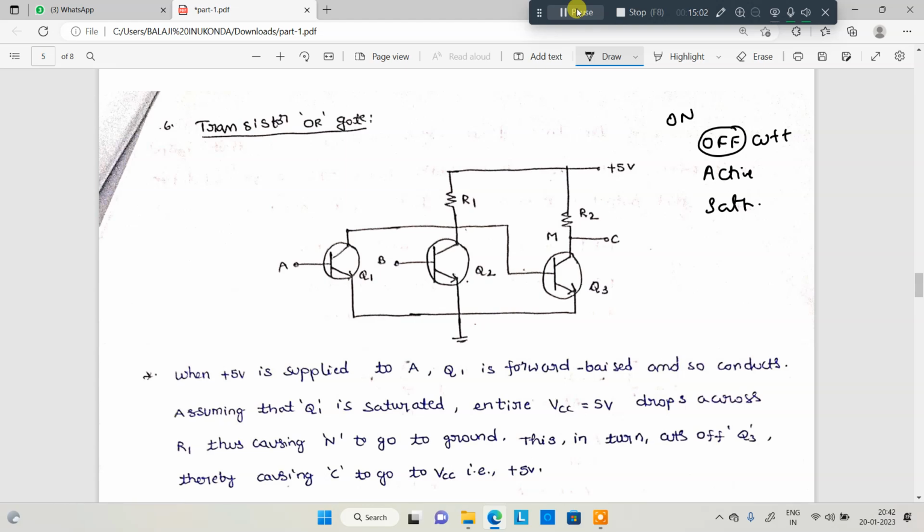Unit 3 and Unit 4 are completely dedicated to the EDC, so we will discuss them in detail there. You should remember we have a cutoff and saturation region. Cutoff as well as saturation are the two cases in which we use this particular transistor.